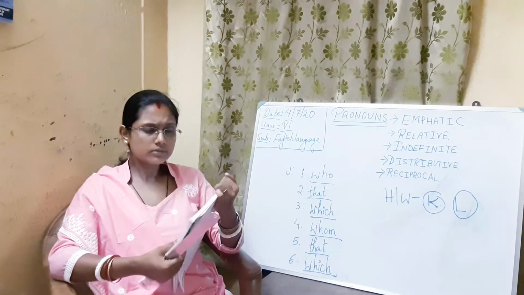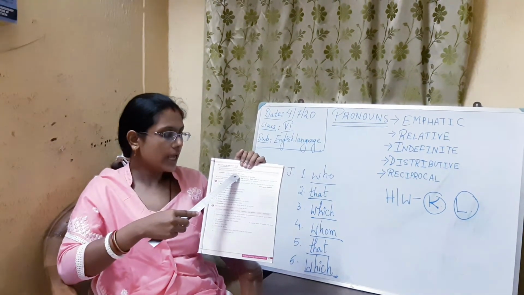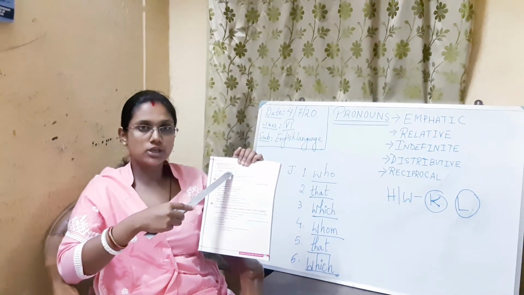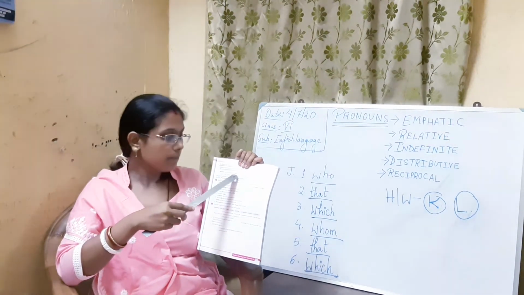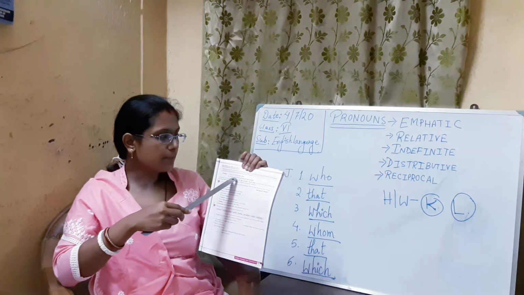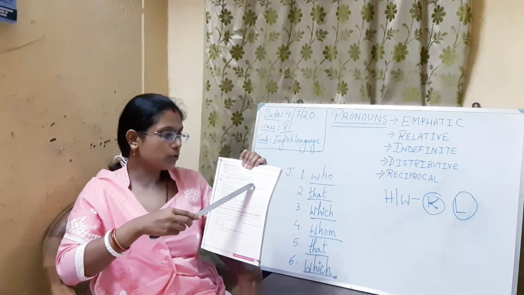Like the example which is given in your book, look at the book. Jack and Jill help each other. So both are helping each other, both are doing the same action of helping at the same time. Then number 2 example, all the team members should help one another. Now one another is also a reciprocal pronoun.